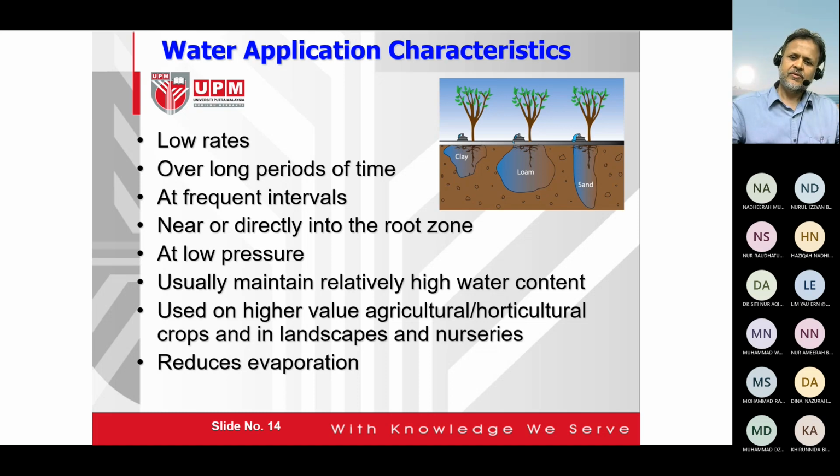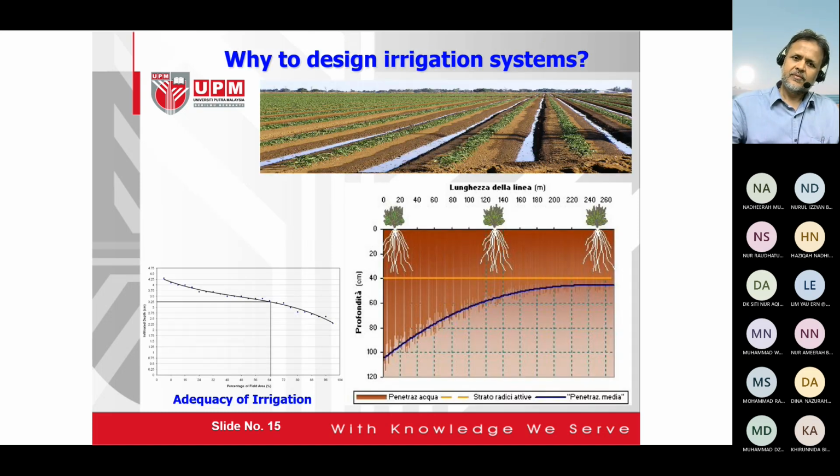So that's why when we apply to the crop, we have to look at what the crop is, what the topography of the field is, and what the texture of the soil is. All of these things you need to consider. After considering, then we can find the best system, either micro or sprinkler.